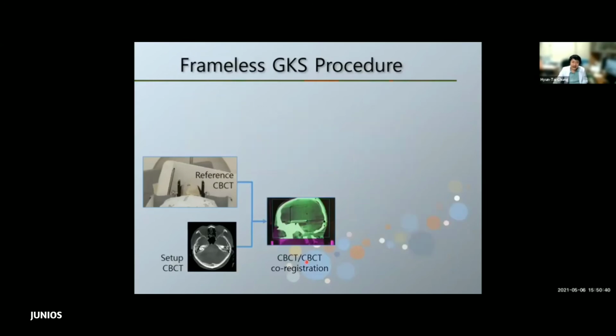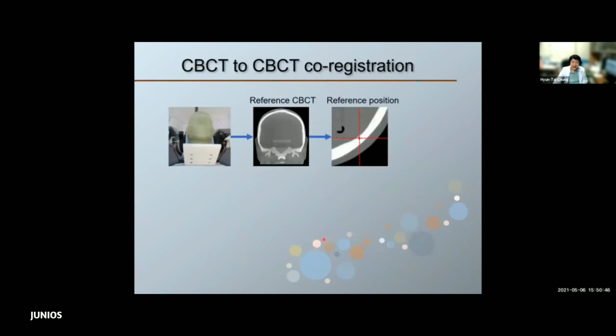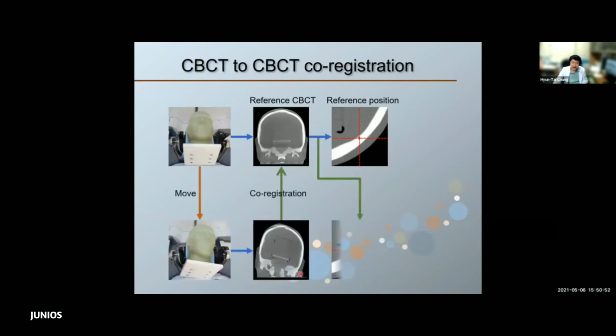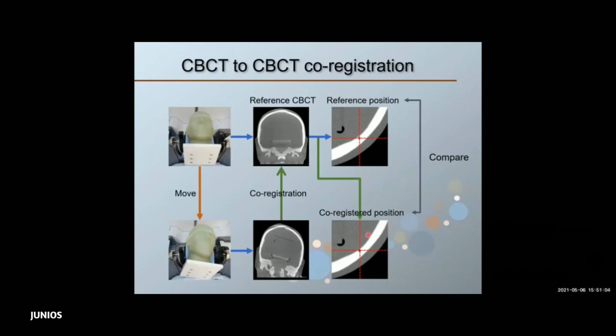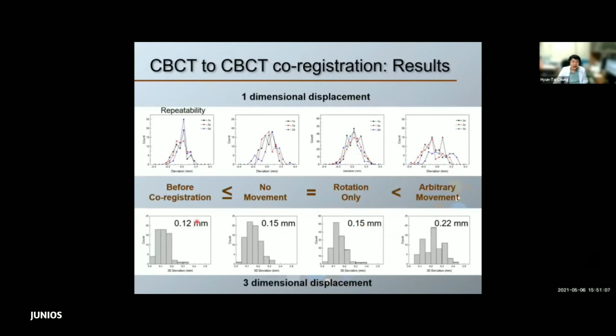Now it's time to check the cone beam CT to cone beam CT co-registration. It's easier than before. Now we have a reference cone beam CT. We move the phantom, take a cone beam CT and co-register, and this image is now in the co-registered position. So this and this should be the same because it is the same point. Before co-registration the difference was 0.12; with no movement, rotation only, and arbitrary movement, it was 0.2 millimeter difference in three dimensions. So I can say it is very accurate, at least with phantom and CT images.